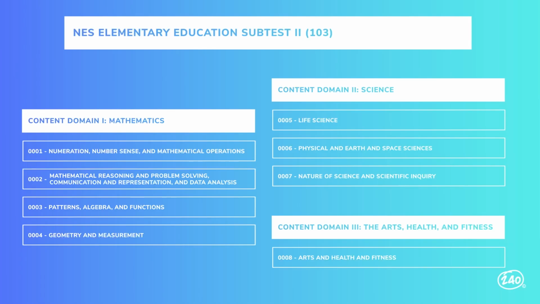In that case, let's move on to competency 3. The third competency in domain 1 is patterns, algebra, and functions.